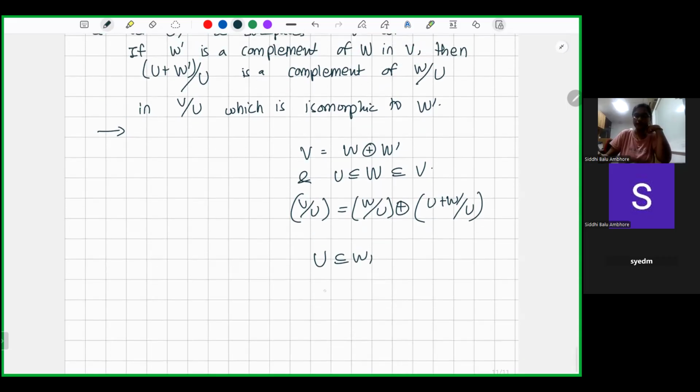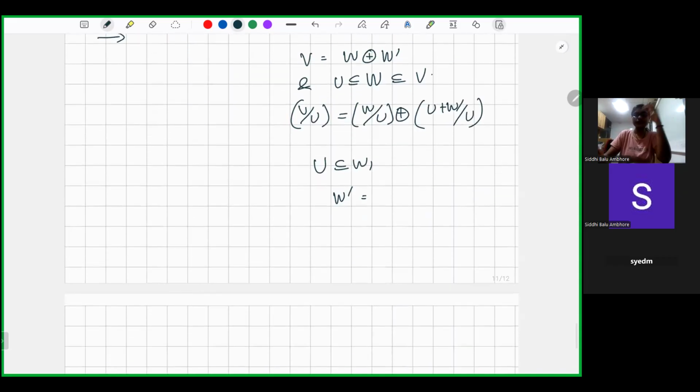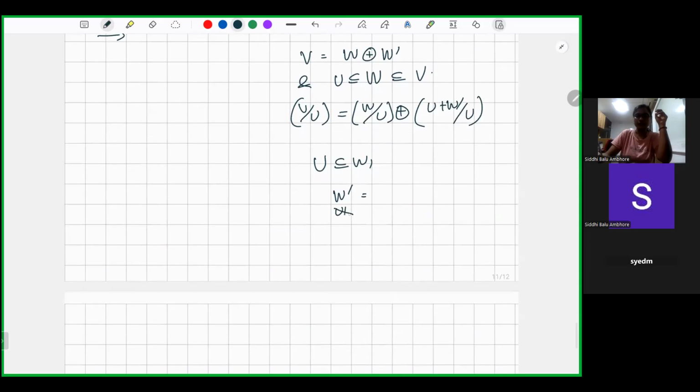So if we take W dash, which is the vector subspace complement, then U won't be contained in this, right? Because if there is some element X in U such that it belongs to W dash, then this X is also in W by the given condition, and then this X will be in both W and W dash. So this U is not contained in this W dash space.